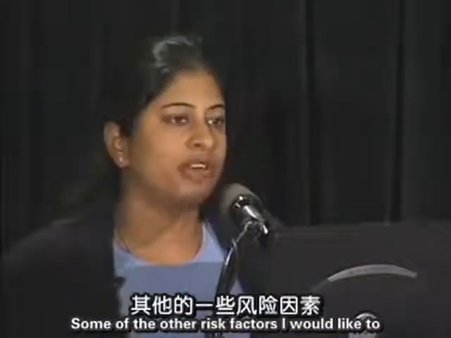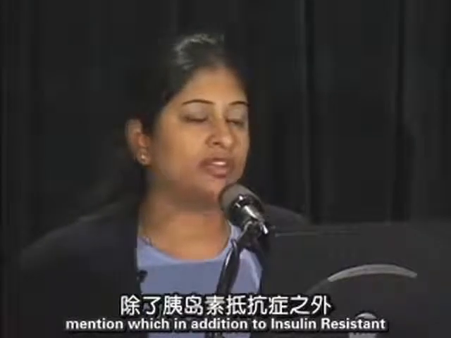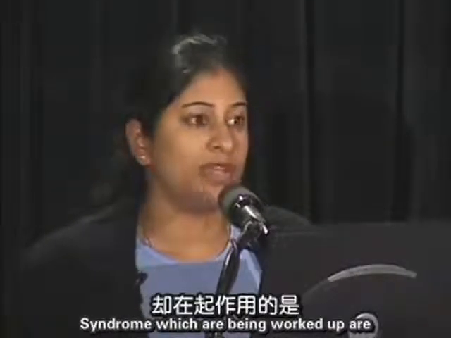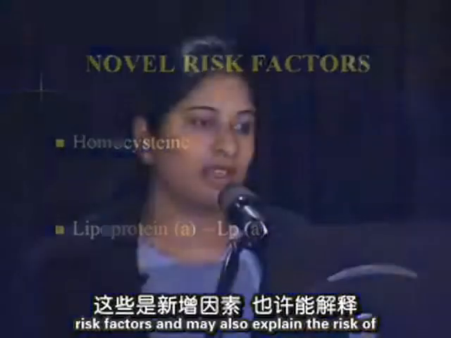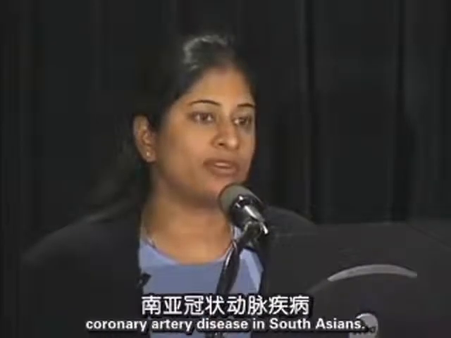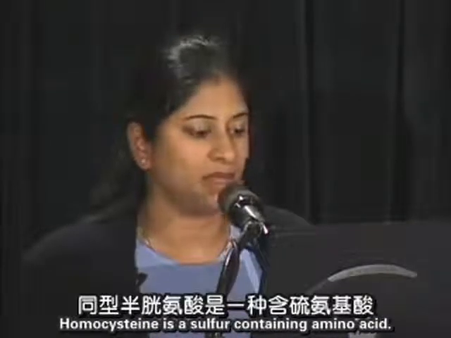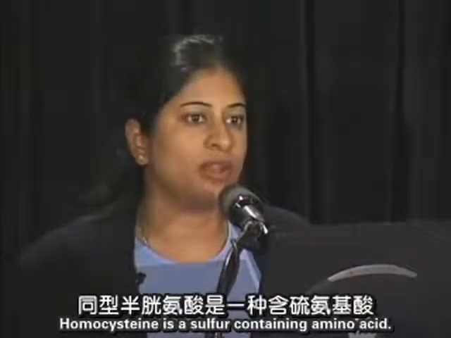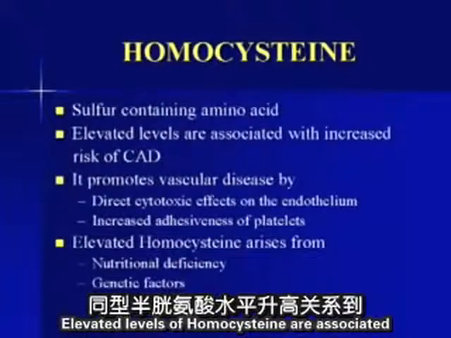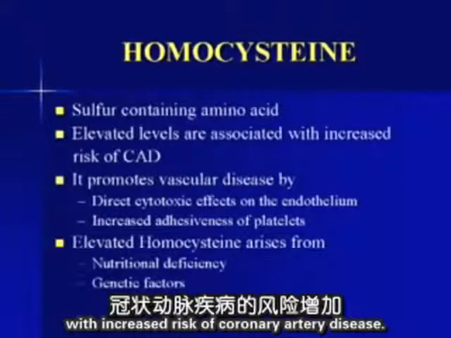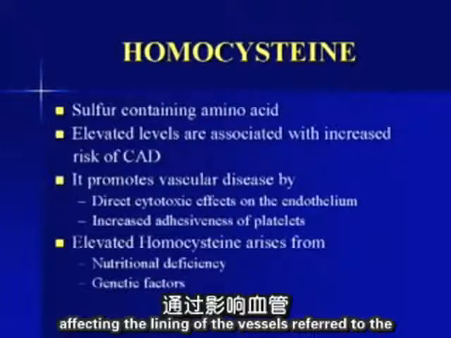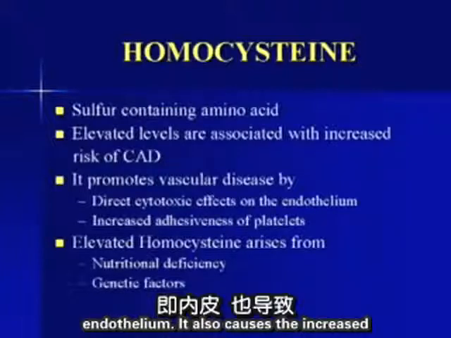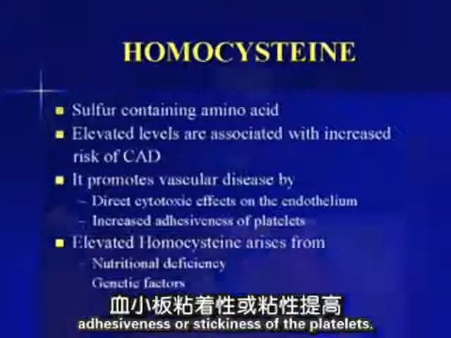Some of the other risk factors which I'd like to mention, in addition to insulin resistance syndrome, which are being worked upon, are homocysteine and lipoprotein. These are novel risk factors and may also explain the increased risk of coronary artery disease in South Asians. Homocysteine is a sulfur-containing amino acid. Elevated levels of homocysteine are associated with increased risks of coronary artery disease. Homocysteine promotes vascular disease by affecting the lining of the vessels, referred to as the endothelium. And it also causes increased adhesiveness or stickiness of platelets.